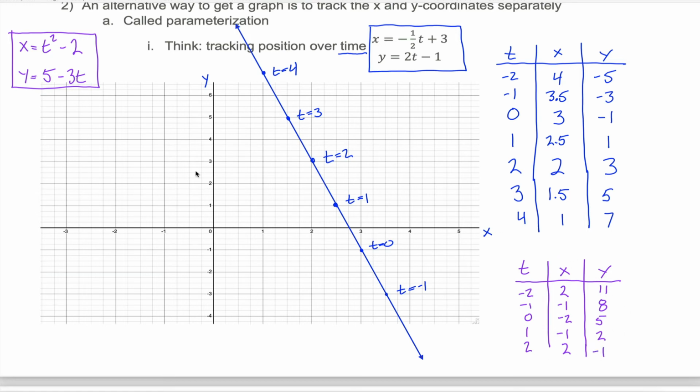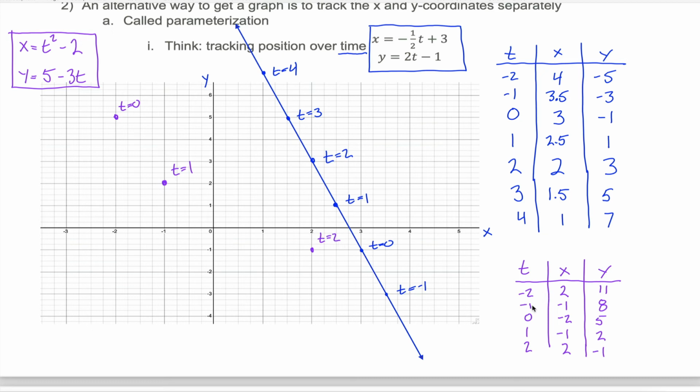I don't think all these points will fit on the axes that I have pictured, but I could probably get enough to get an idea of what's going on. At time 0, the x-coordinate is -2 and the y-coordinate is 5. So here's -2 and here's 5. This is where time is equal to 0. At time 1, x is -1 and y is 2. Here's -1, here's 2, here's time 1. At time 2, the x-coordinate is 2 and the y-coordinate is -1. Here's 2, here's -1, this is time 2.